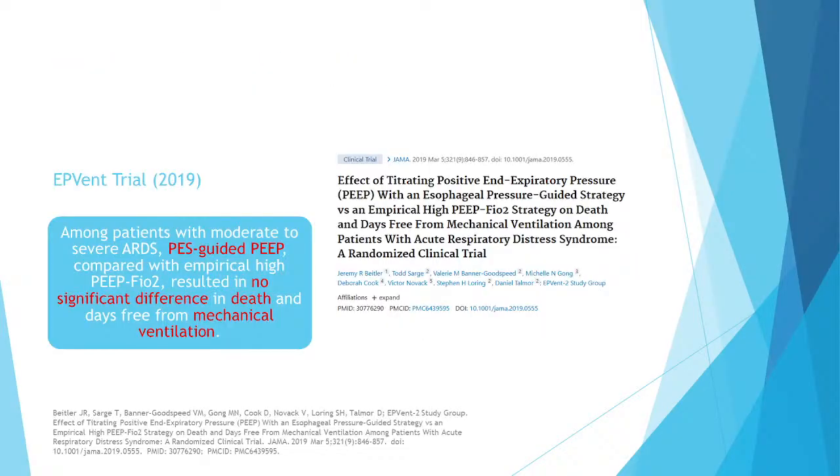So coming to something interesting, there is a trial called the EPVENT trial. In this trial, they had a PEEP strategy guided by something very interesting. They calculated a transpulmonary pressure. How did they calculate this transpulmonary pressure? Alveolar pressure minus the pleural pressure. So how did they calculate the pleural pressure? They inserted an esophageal probe. Esophageal pressure was taken as the pleural pressure. They calculated transpulmonary pressure, and then the PEEP was titrated according to the transpulmonary pressure.